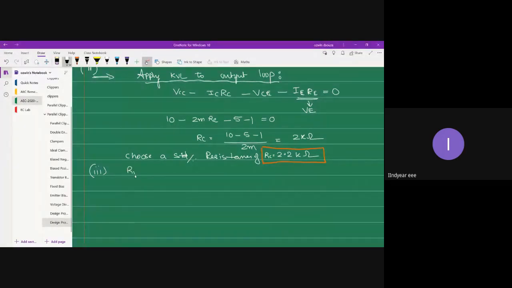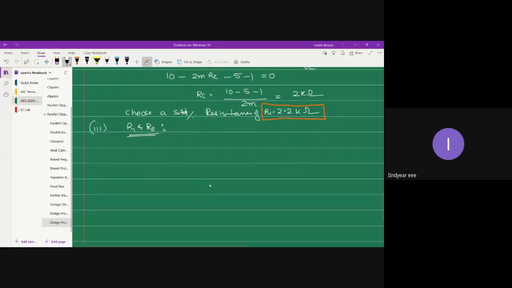Now let us go to find out R1 and R2. R1 and R2 are found on the input side, so obviously you have to shift your attention to the input part of the circuit. To find R1 and R2, I will consider the equivalent circuit of the input side, which has been already discussed. I will recreate the input circuit scenario. So this is your R1 and this is your R2.